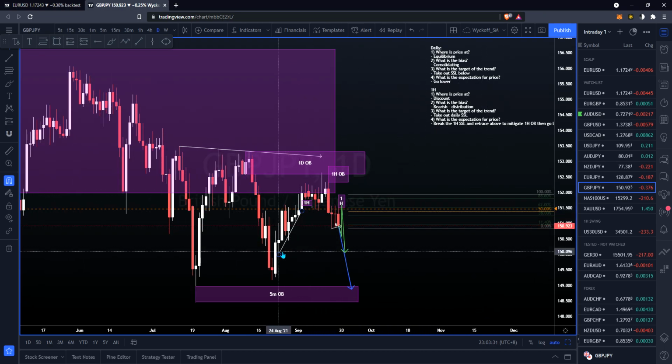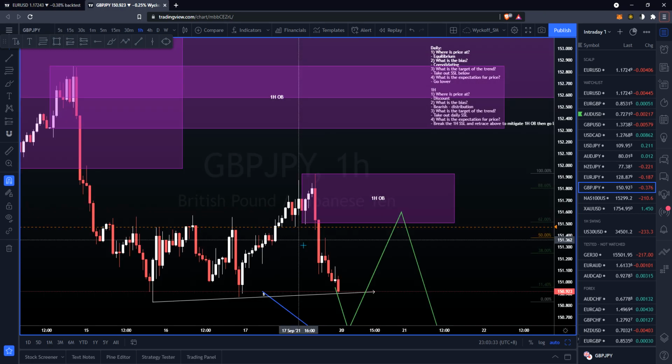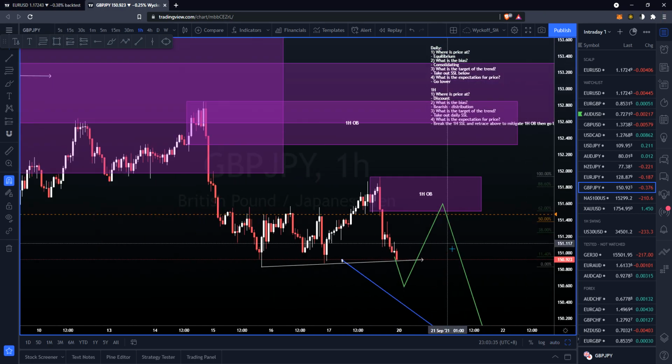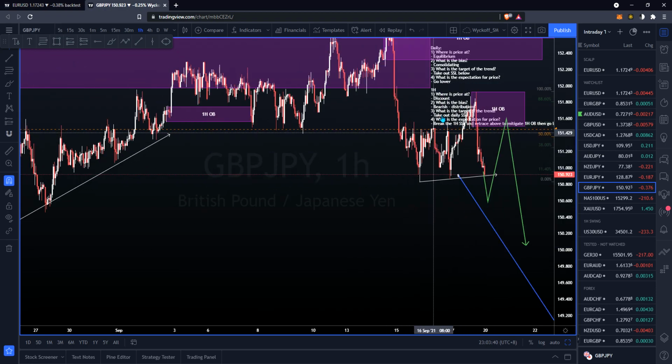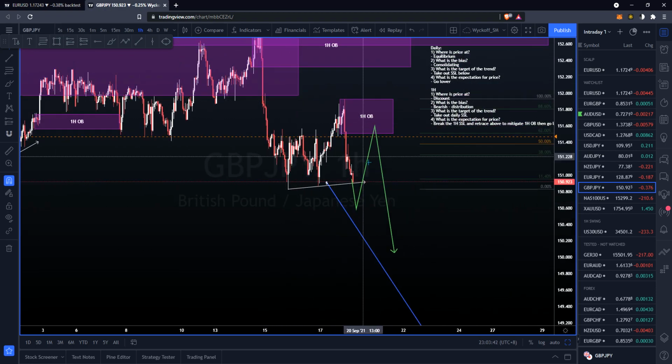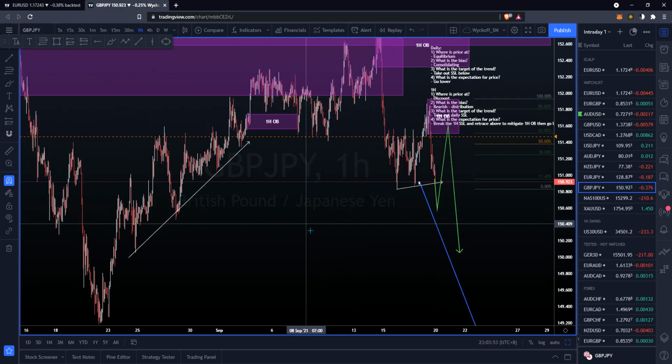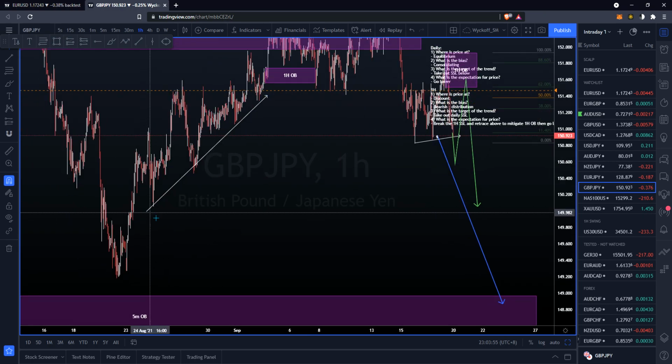We actually took some sell side liquidity on a lower time frame. So I'm expecting price to actually go down. I mean, this is a distribution. So if it breaks down, I will look for a short opportunity over here on the premium level, because we actually have quite a number of lows with liquidity to be grabbed.